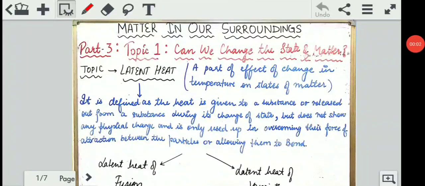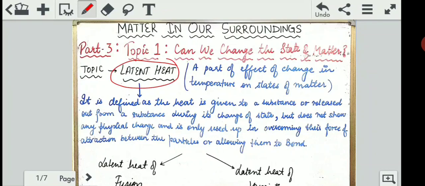Hello students, in the previous video we have already covered the effect of temperature on changing the states of matter. Before I proceed, I want to introduce one more concept that will help us understand how these states of matter change, apart from the effect of temperature and pressure. We have already understood that temperature results in movement of particles. Increased temperature, increased movement, and all that concept we have understood in detail. But apart from that, there is another topic which has to be understood for better clarification, and that topic is latent heat.